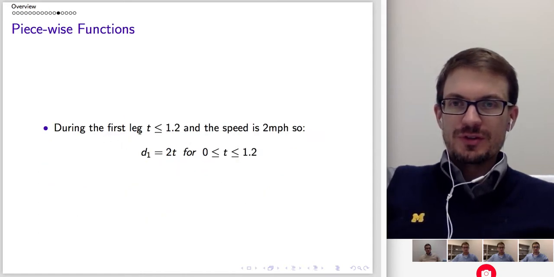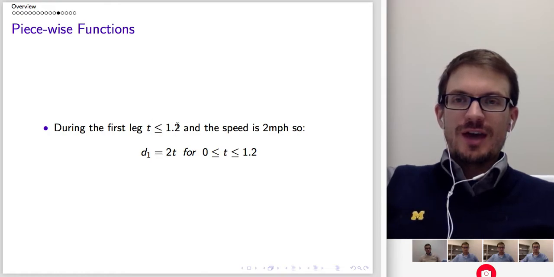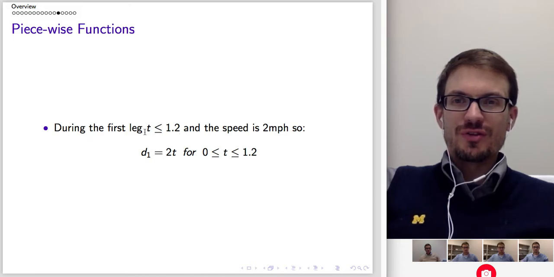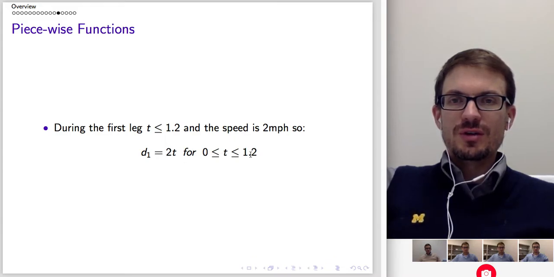Okay, during the first leg, time is less than 1.2, right? Less than 1.2 hours has elapsed during the first leg, and the speed is 2 miles per hour. So the distance for the first leg is equal to 2 times t, right? 2 miles per hour times the time during this interval from 0 to 1.2 hours.